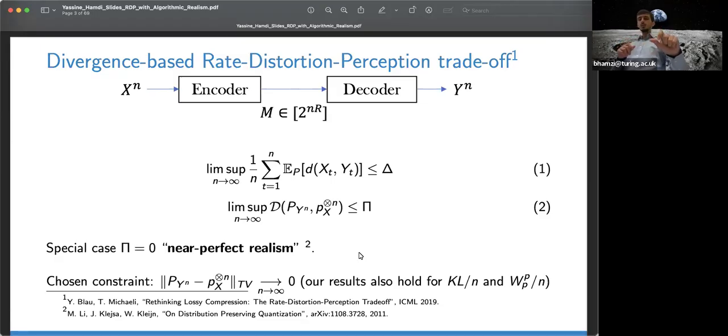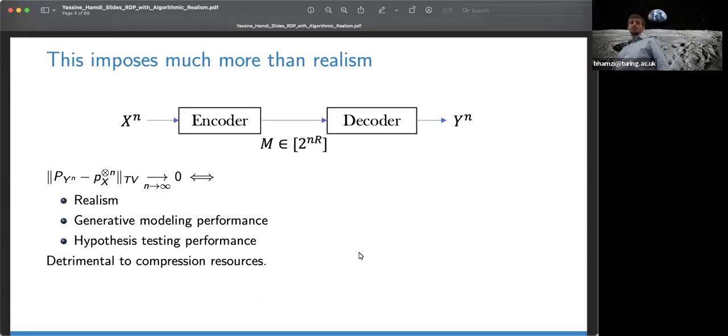Especially here we don't care about a single compressed image and about its visual quality, but we talk about the distribution of compressed images. And what we believe is actually that imposing distribution matching in this way is, yes, imposing maybe realism, but it's imposing much more than just that. So as I said, it imposes some form of generative modeling performance.